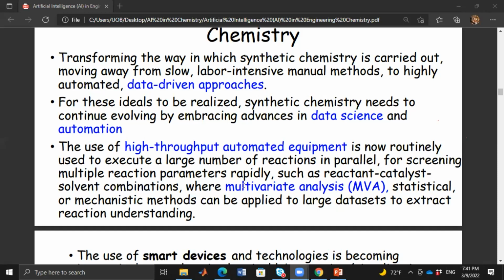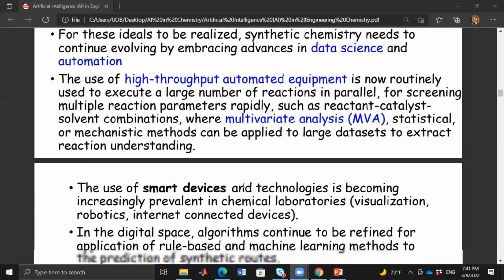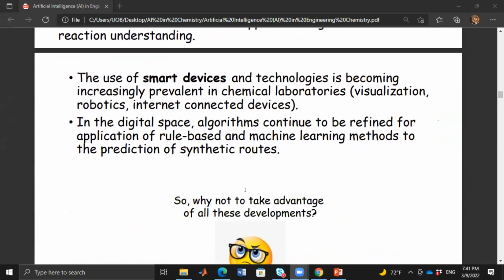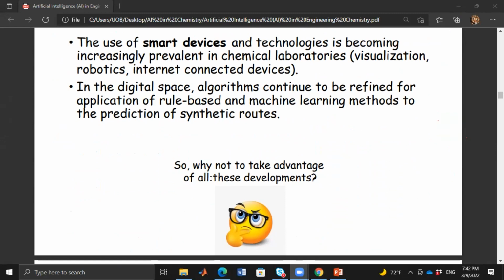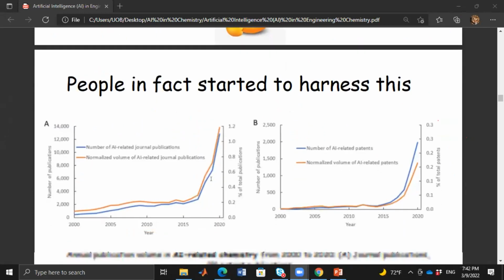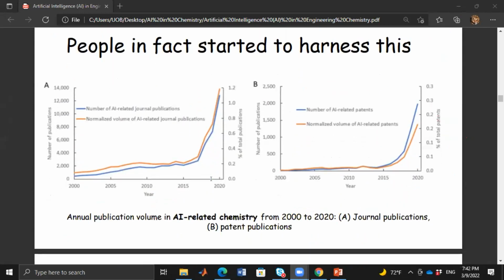This is already going on as well. Smart devices, visualization. Robotics has been introduced in the chemistry laboratory, في جامعات وفي شركات as well. So why do we not take advantage of all this development in our field? Now, الواقع هو إن people already started to do this.